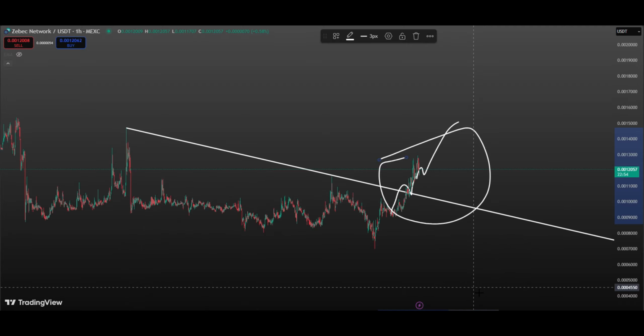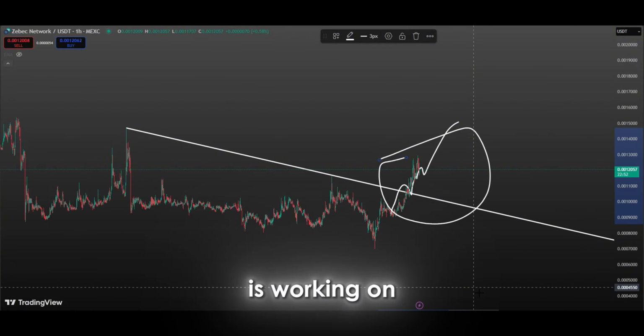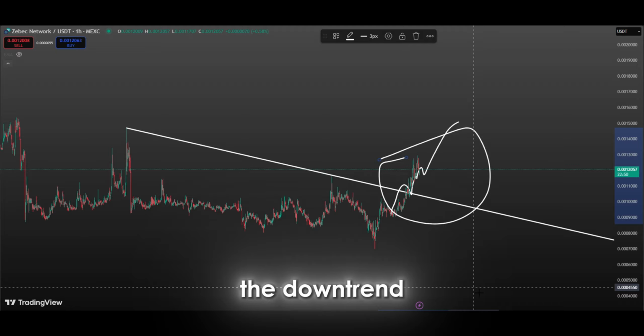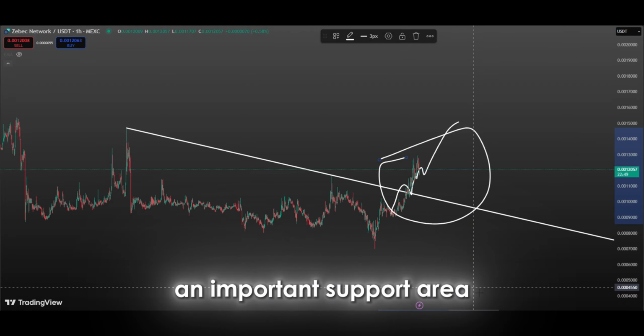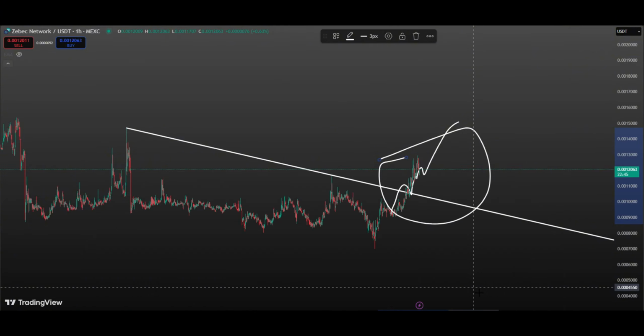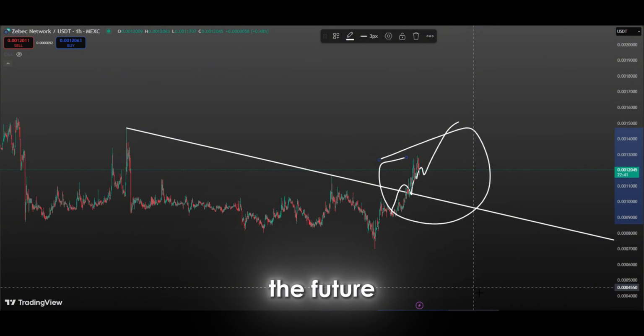Also, the new support and resistance zones that the price is working on should be closely monitored. The break of the downtrend has now become an important support area. As long as the price stays above this zone, the uptrend will remain technically valid. In other words, this broken falling trend line and price levels slightly below it will work as critical support points in possible pullbacks in the future.